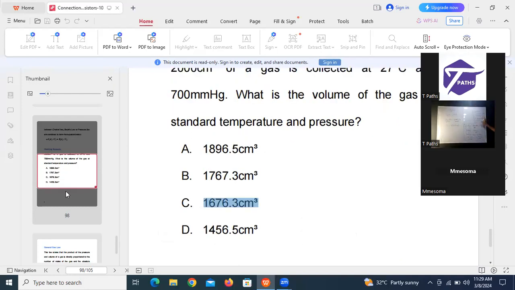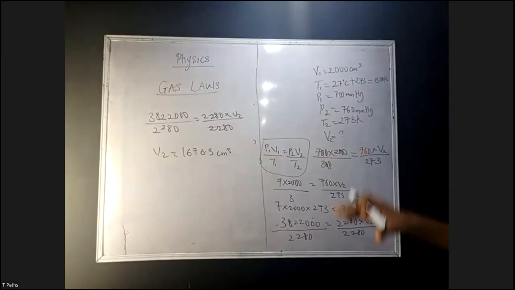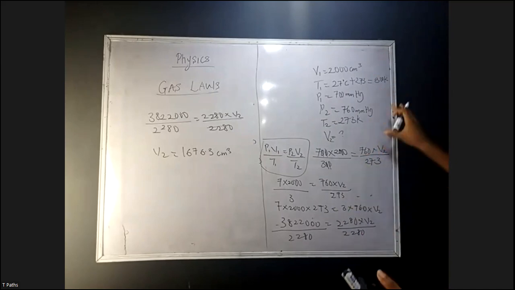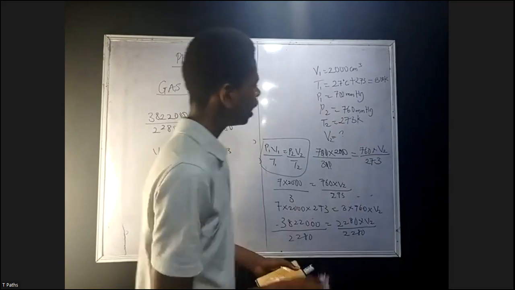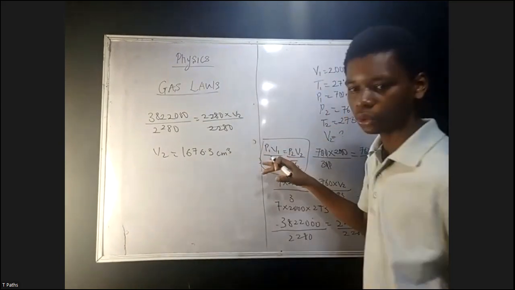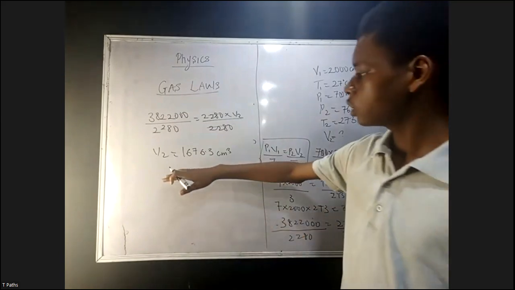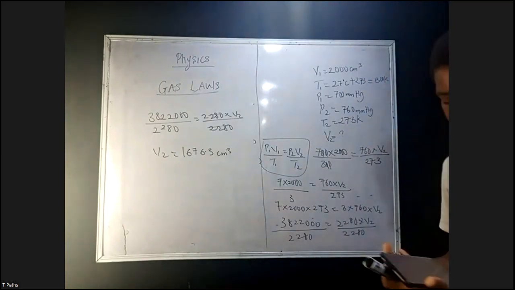But before we move to general gas law, let me quickly do a review of this question. First thing is, I wrote down all the parameters in the question. I converted my temperatures to Kelvin scale, which is absolute temperature. And then don't forget, I said the standard pressure of a gas is 760 millimeter of mercury, while the standard temperature of a gas is 273 Kelvin. All right, so having that, I inputted all of those things into this equation, which is P1 V1 over T1 is equal to P2 V2 over T2. And then I worked everything out to get 1676.3 centimeter cube. All right, so now let's move to general gas law.